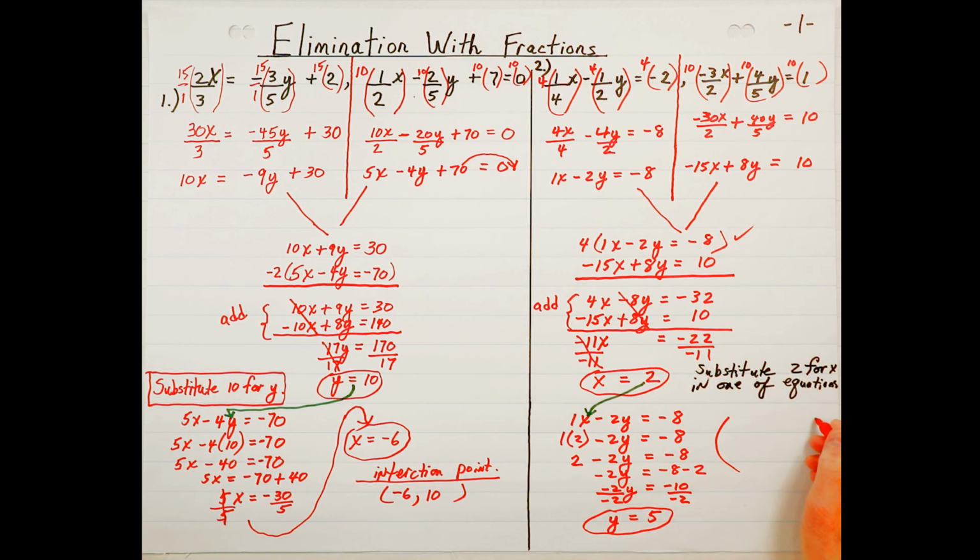What is the intersection point? If you were to graph these, the intersection point would be 2, 5. So, those are two examples of elimination with fractions. Once you get rid of the fractions, it's just like a straightforward elimination problem that we did last lesson.